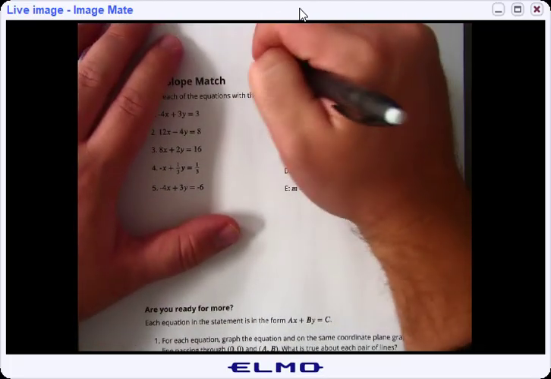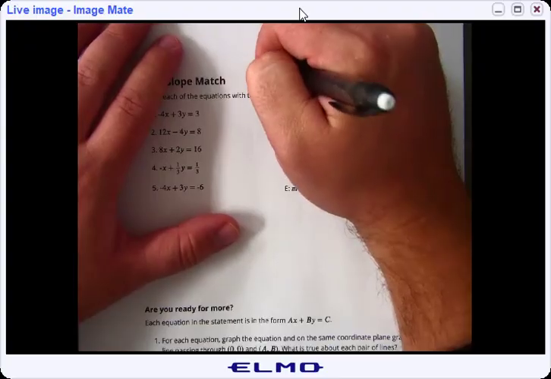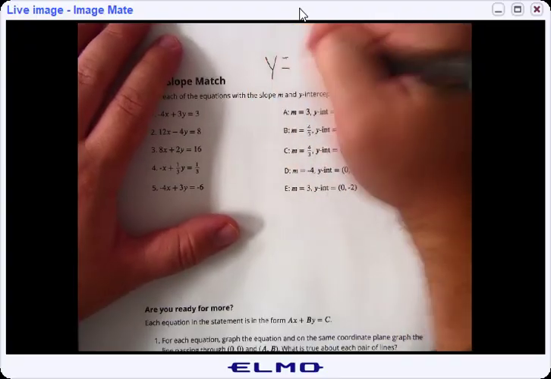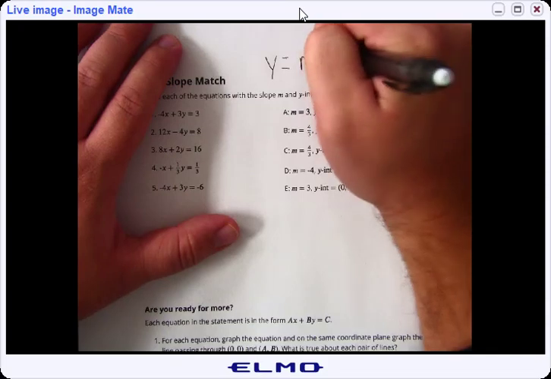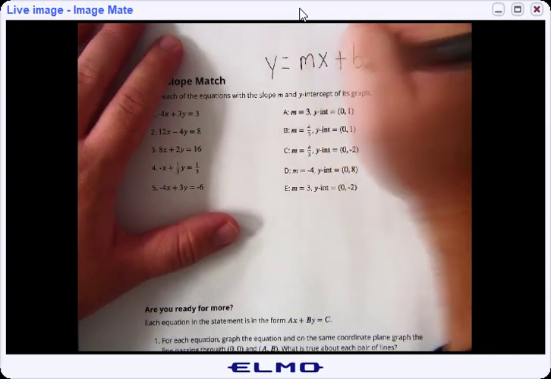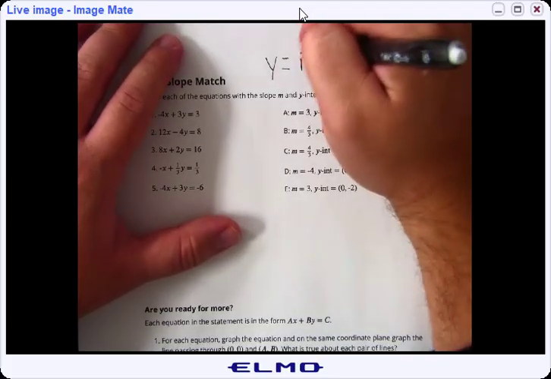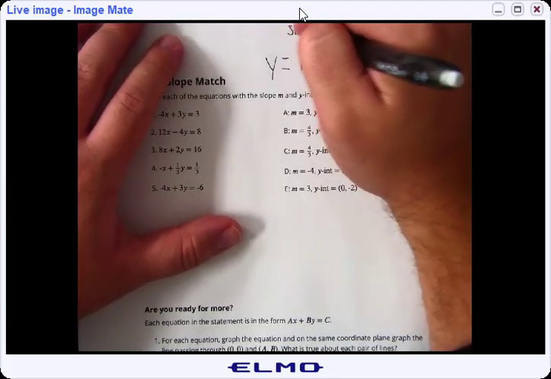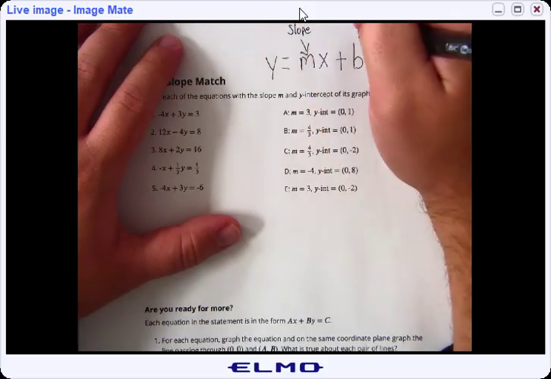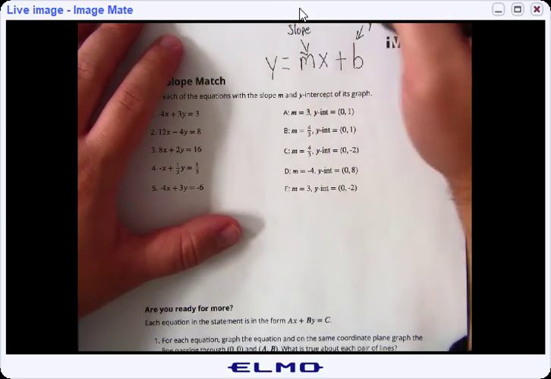In order to do this, we first need to know that these equations can be written in slope-intercept form. So slope-intercept form looks something like this. It's y equals mx plus b, right? Where the m is going to be our slope, and the b is going to be our y-intercept.